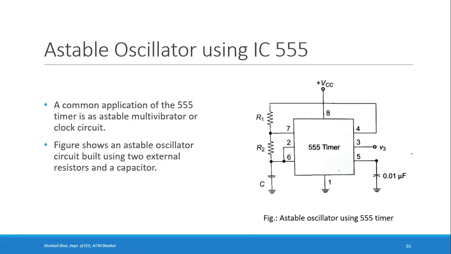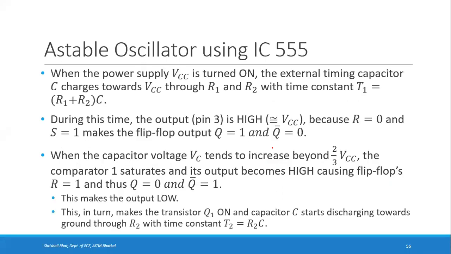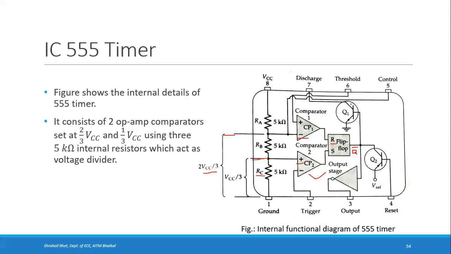They are connected like this. From VCC to pin number 7 there is one resistance R1. Pin numbers 2 and 6 are shorted and connected to a capacitance through a resistance R2. Pin number 2 is your trigger point and pin number 6 is the threshold, so they are connected together and given to one of the inputs of the comparators. Pin number 2 is given to the inverting input of comparator 2. Pin number 6 is given to the non-inverting input of comparator 1.